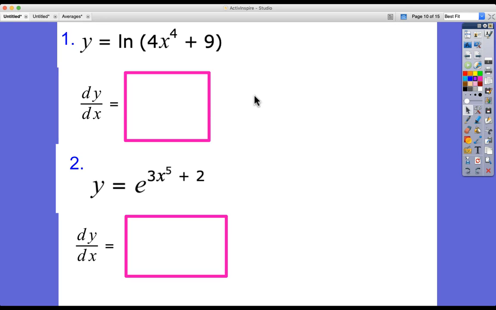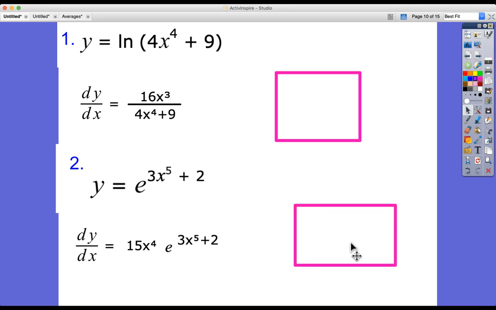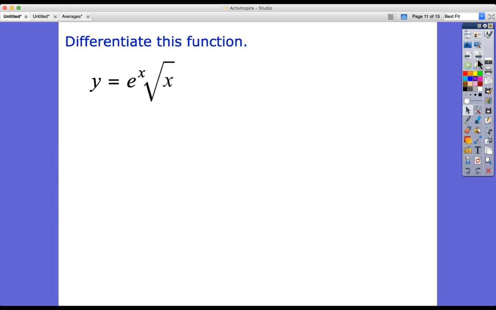Okay, all right, so I hope you had a go. I'm going to reveal the answers now. Let's see how we did. First of all, the derivative of 4x to the power of 4 plus 9 is this on the top, and then the function on the bottom, that's what we said. Here we've got the derivative of 3x to the power of 5 plus 2, which is this, and then just the function itself. So I hope you got those. That's nice. Okay, let's continue.